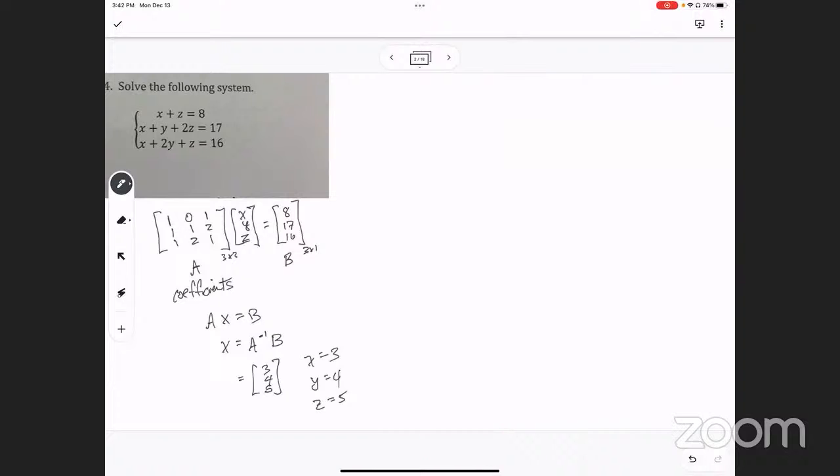Now, they might trick you, and they might ask you to set it up or something like that, or they might ask you to show a couple steps first. So the other way to do this is with elimination: try to take two of the equations and eliminate one of the variables. You can see that there's no Y in this one, so why don't we eliminate the Y in these two? That would be the best thing to do.